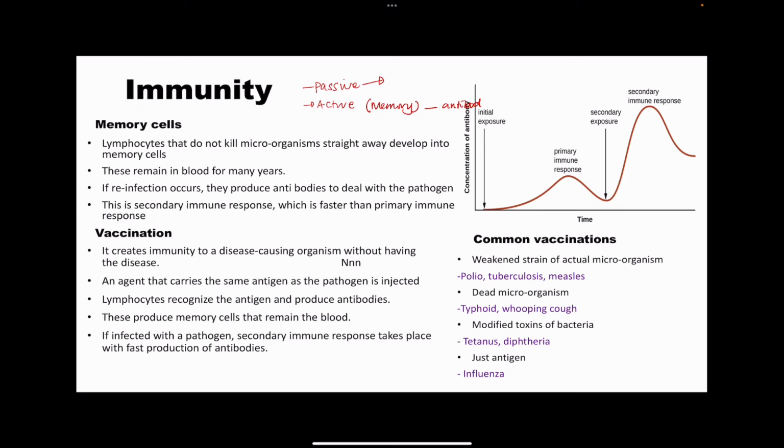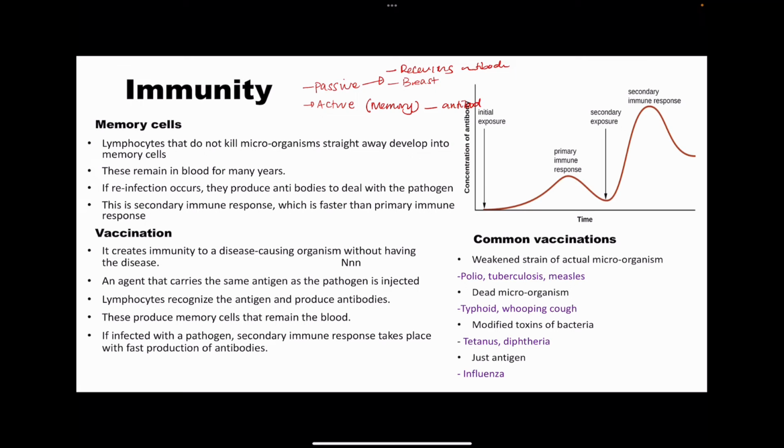So let's see examples of passive immunity. We can see when somebody receives antibodies from a donor, that is passive immunity, or breastfeeding from a mother to the child. When the breast milk transfers antibodies to the baby, that is passive immunity.